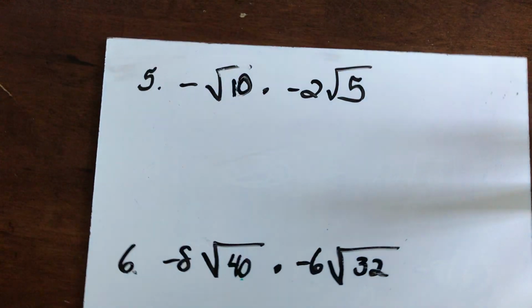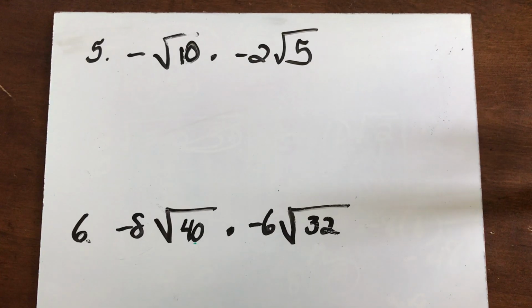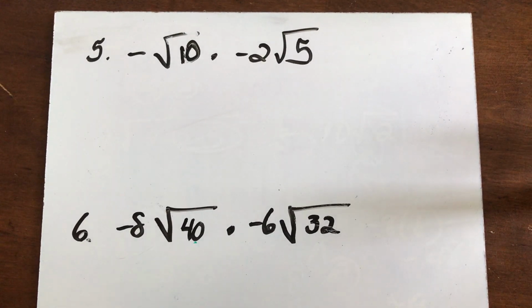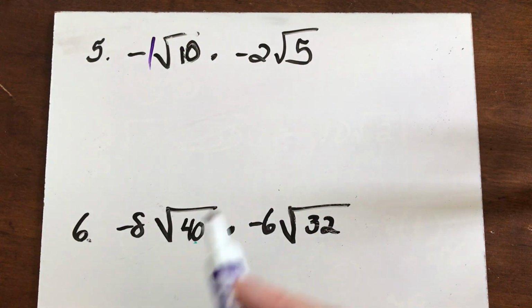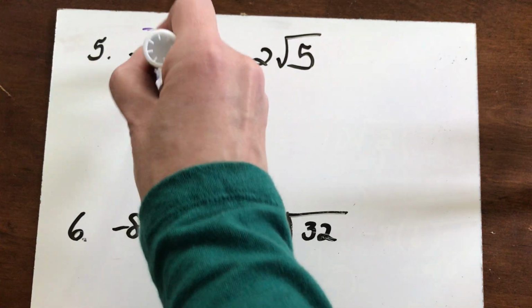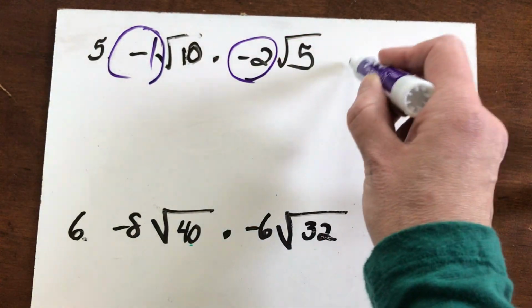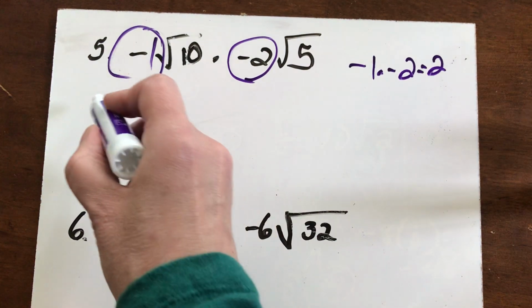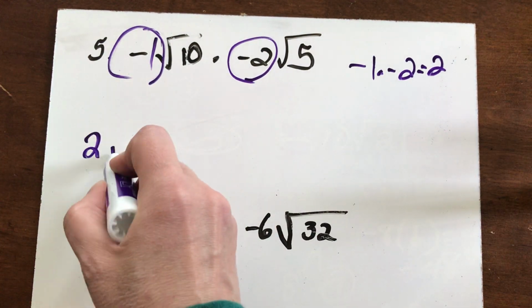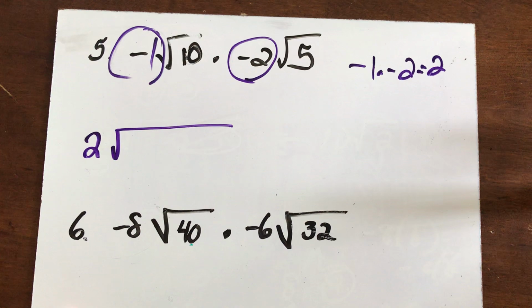Okay. Now, what happens if you have coefficients on the outside? Just one extra step. You multiply the coefficients on the outside together. If you have a negative outside, that's like a negative 1. So you're going to take negative 1 and multiply it by negative 2, and I'm going to get 2. So 2 is going to go outside my big radical sign.